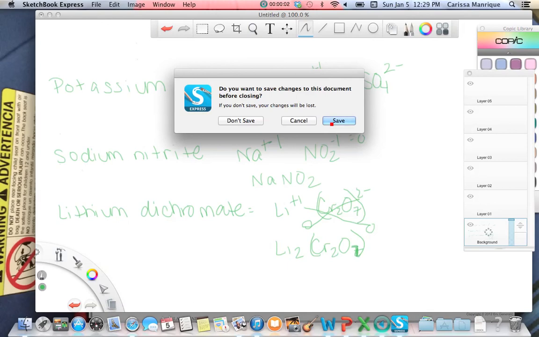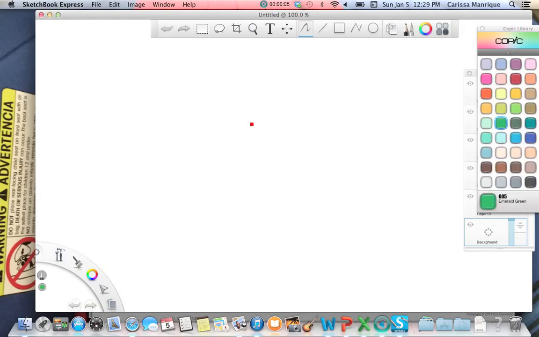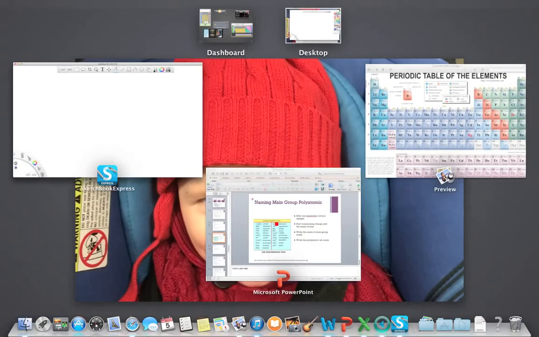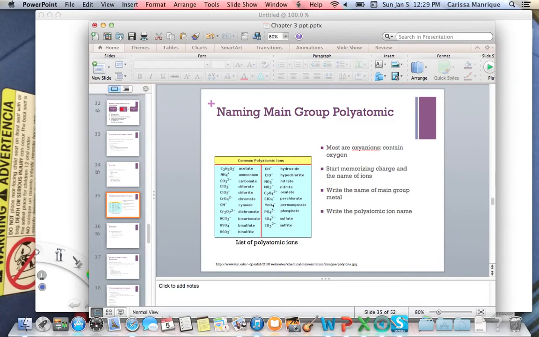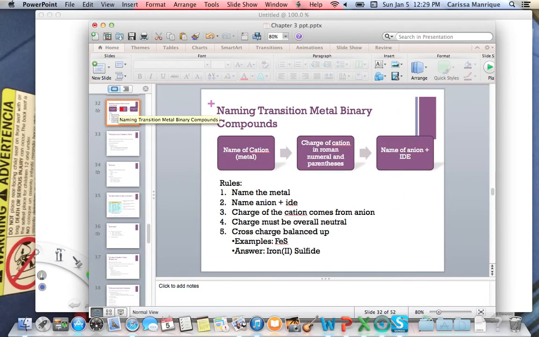Now we're going to go over naming transition metals. These are going to be different. That's why I want to do it in a completely different lecture. So you need to think of these as a different topic than main group metals. Okay? Remember main group metals, when we were looking at the name, we never really did anything with the subscript. But now we are.